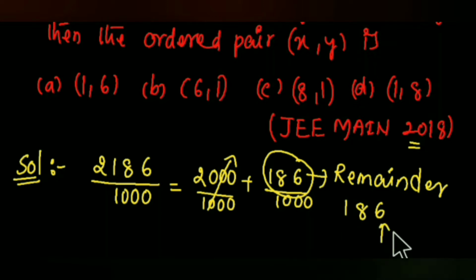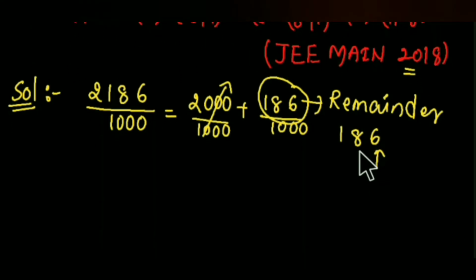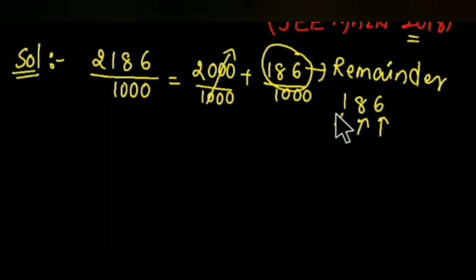So I can say 6 is the digit in the units place, 8 is the digit in the tens place, and 1 is the digit in the hundreds place of the given number 2186. When they are asking for the digit in the hundreds place and the tens place, we have to divide by 1000. Then you will get a resultant 3-digit number. The rightmost digit is the units digit, the middle digit is the tens digit, and the leftmost digit is the hundreds digit. So we are concentrating only on the hundreds place and the tens place. This is the shortcut.